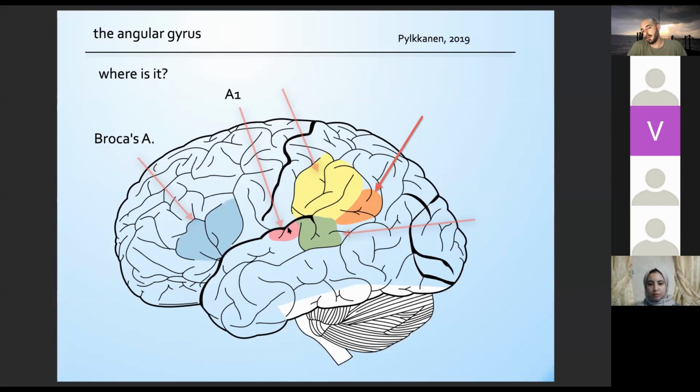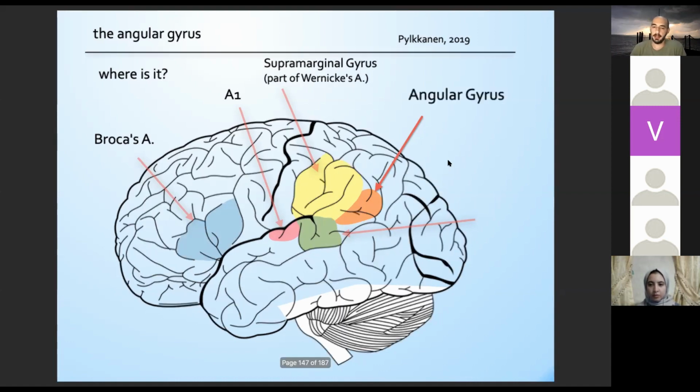So if this is your Wernicke's area, which I told you is composed of the supramarginal gyrus and the superior temporal gyrus, then what is this? I'll tell you, it's the supramarginal gyrus, okay? Very important for phonological processing and phonological retrieval. And then we move behind the supramarginal gyrus, that is our angular gyrus, okay? You see that here it is a little bit smaller than in the previous picture. Sometimes it's actually considered to be bigger than this.